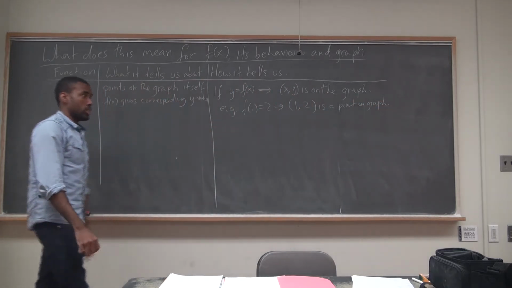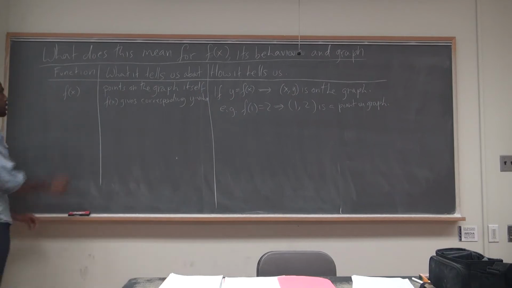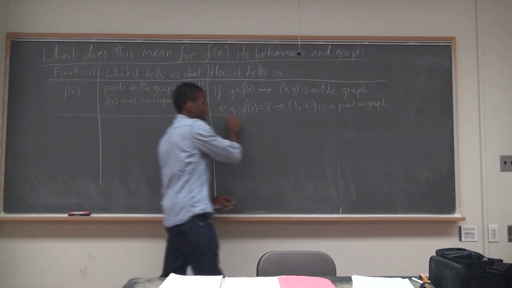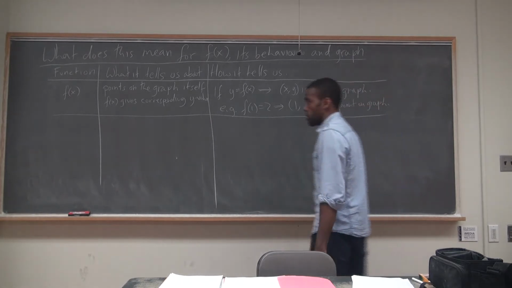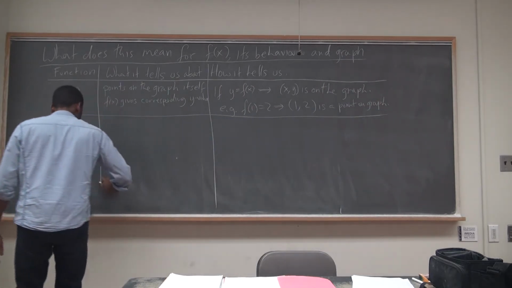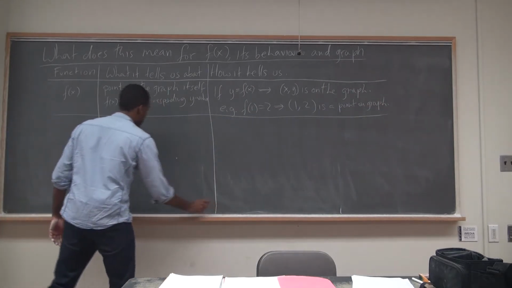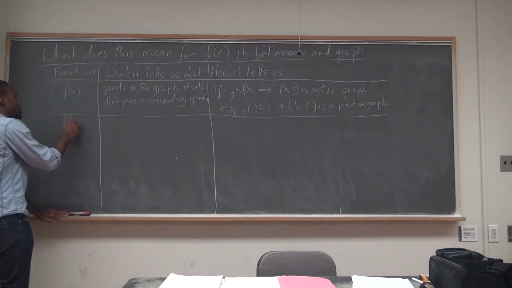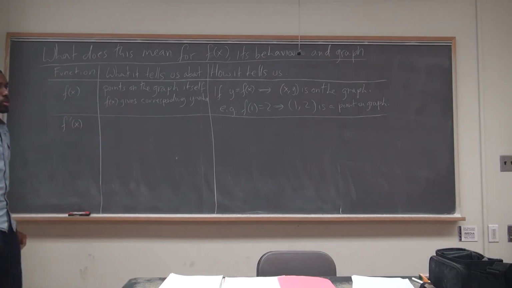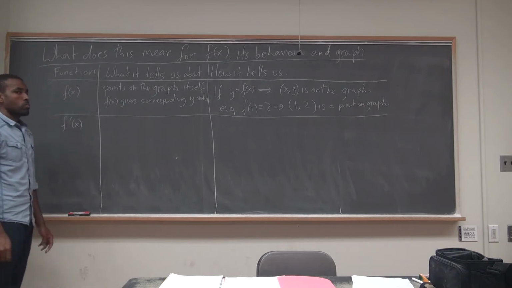You basically look at the notation and it will tell you about points on the function. That's what f of x does. Anytime you need to know what a function is doing, what output values it's giving you, look at f of x. Now let's go to f prime of x. What would f prime of x tell us about it? The slope of the tangent line.